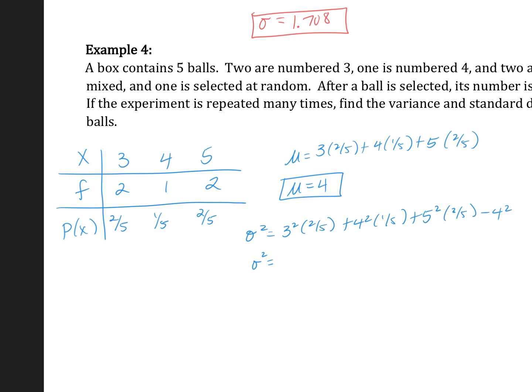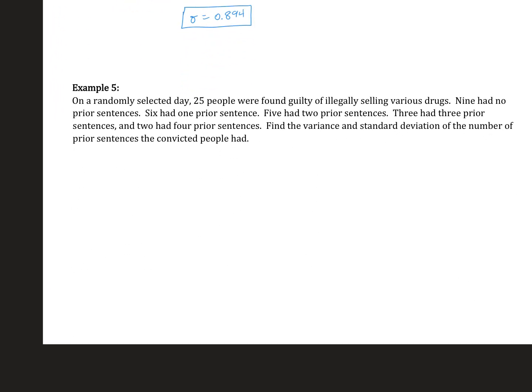So my variance is 0.8. Square root of that for standard deviation, 0.894. Go do example 5 on your own, and then I'll put the answers up for you to check.